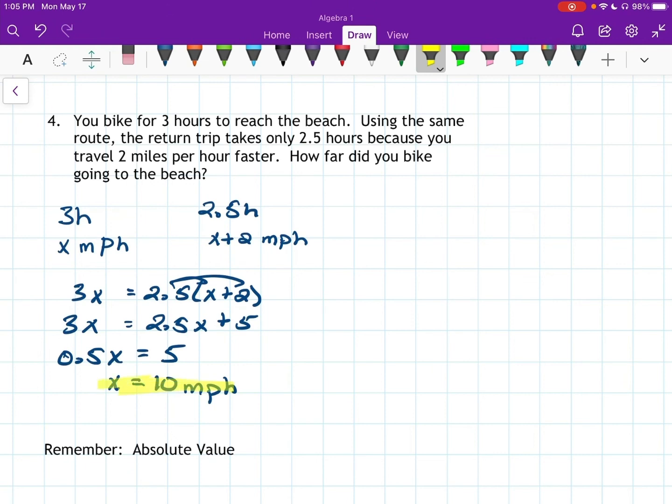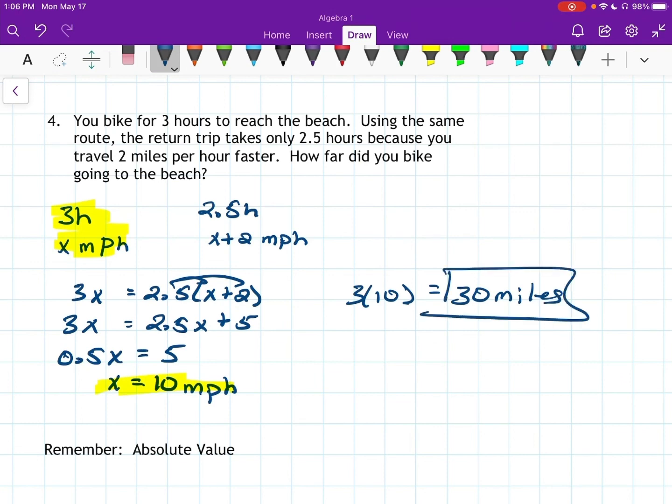Now, if we take this, we can plug into this guy here and say, well, 3 hours at 10 miles per hour is 30 miles. So the beach was 30 miles away from your house or wherever it is.